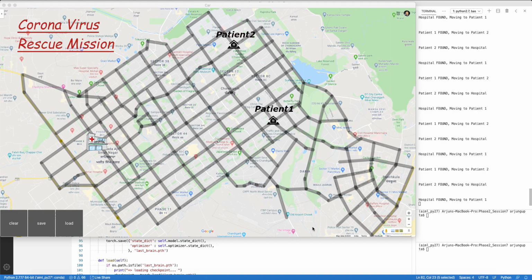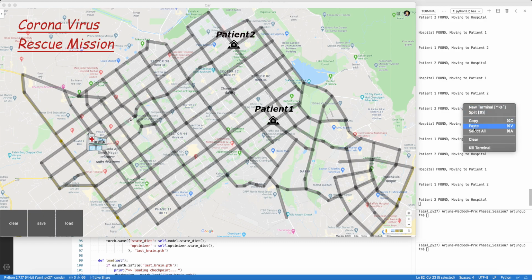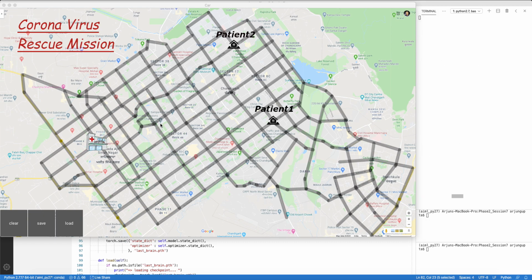In this application, what we are seeing is a hospital van that is moving between 3 points: the first is patient one, the second point is patient two, and the third point is hospital three. So what we are actually seeing here is a hospital van that is trained using reinforcement learning. We can consider it as an autonomous car that is moving between patient one, patient two, and the hospital. We can consider this application a simulated version.